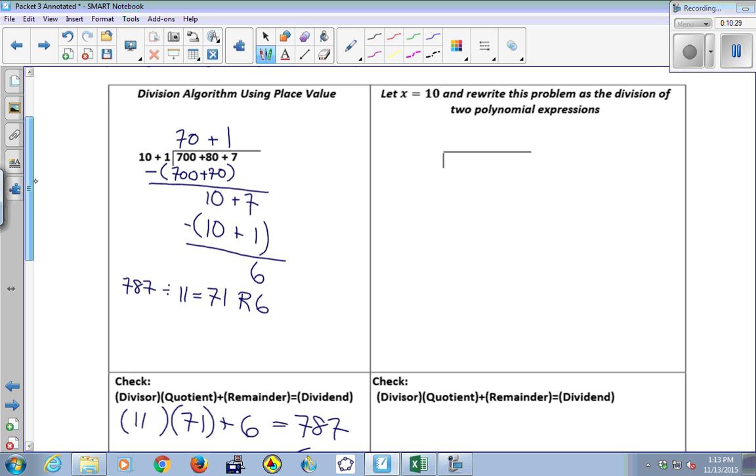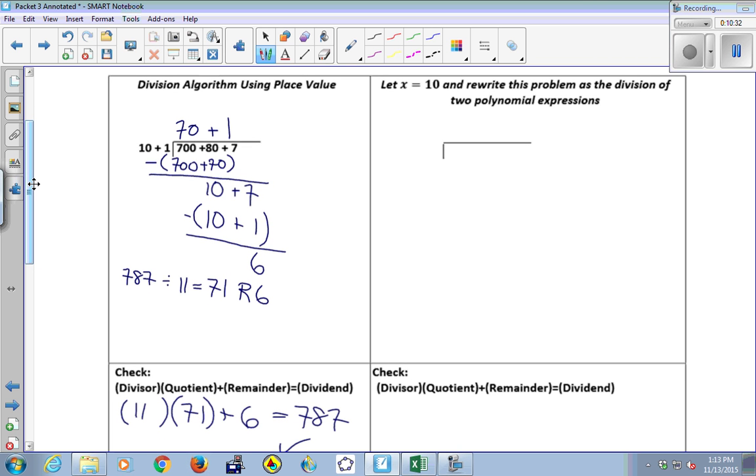Okay, so this may all seem a little obvious, but I'm going to replace all my 10s with x's. So I'm going to rewrite this as a division of two polynomials. Every time I have a 10, I'm going to make it an x. So this is x plus 1. How could I rewrite 700? 7x is only 70. How do I make 700? I could rewrite 70 as 7 times 10, so it's like 7 times 10 times 10. 7x squared. Yeah.